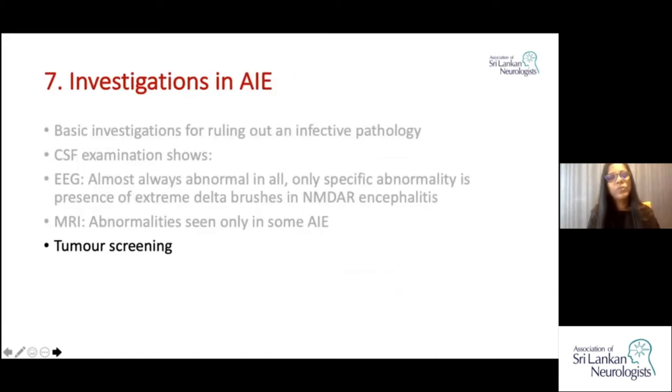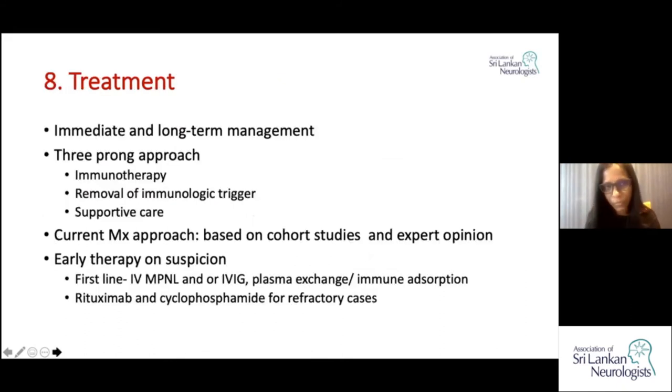Right, so let's move on. Tumor screening is also part of your investigation. I will not go into a lot of detail on that. Let's discuss treatment. When you talk of treatment, it's a management package. You have immediate treatment, and also, of course, because it's a long-standing disease, there's long-term management as well. When you talk of immediate management, there are three important approaches we take. One is immune therapy, because this is an immune-mediated disease. The second is you try to remove the trigger, that's in the case of a tumor. And never forget the supportive care, because that's what the killer is. You have to support the seizures, the need for intensive care, the respiratory problems, the movement disorders, mood problems, and so on and so forth.